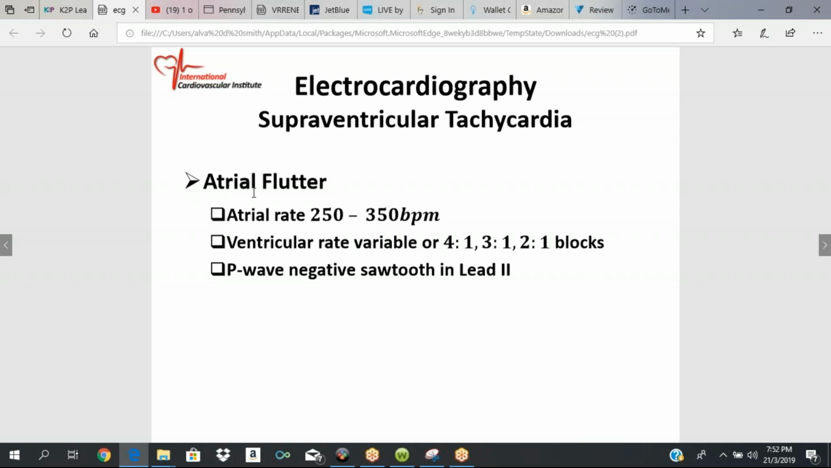The thing about atrial flutter, when you look in lead 2, usually the P waves are sawtooth. We'll talk about a negative sawtooth. So if you see it, you'll probably remember it.